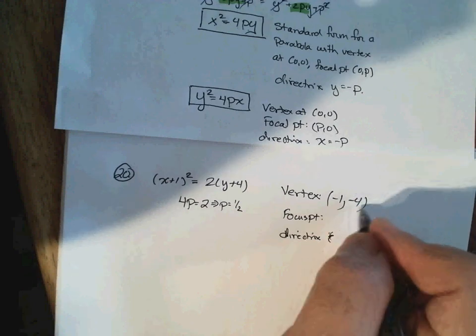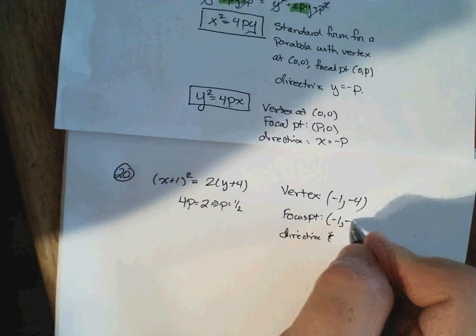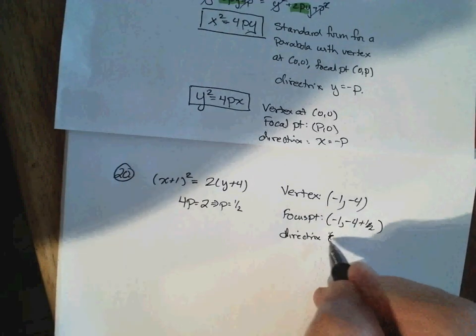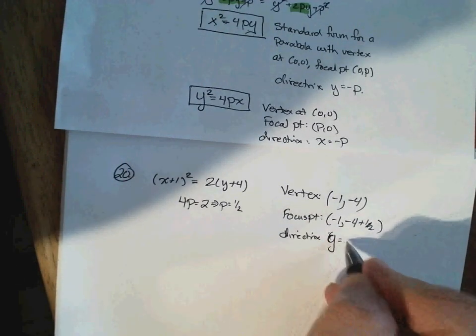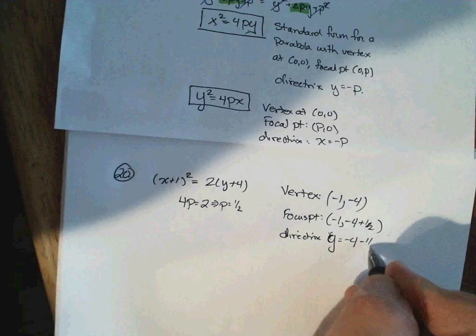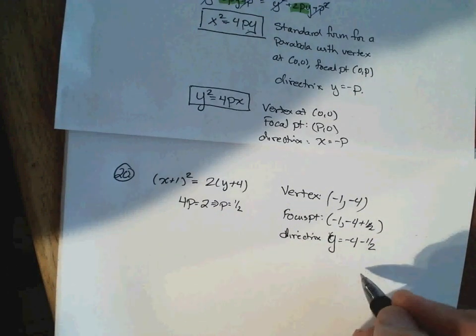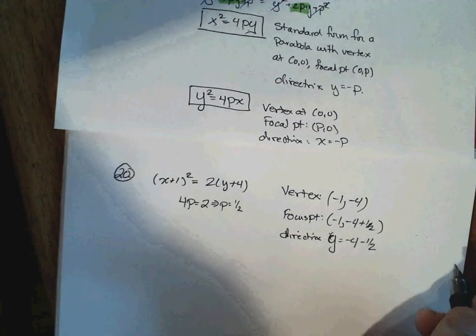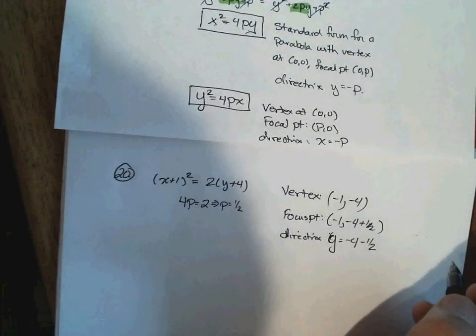And so I'm going to move from the vertex up a half unit, changing the y value. And the directrix, I'm going to move down. And there you go. You've got your information. Okay.